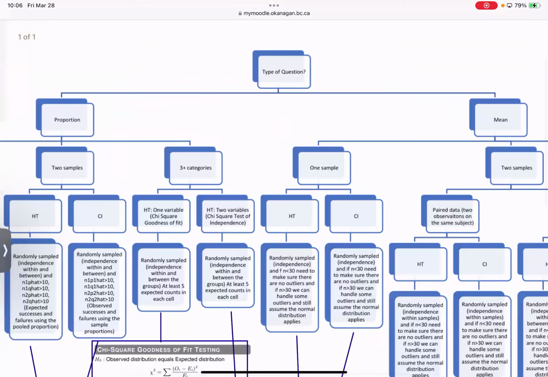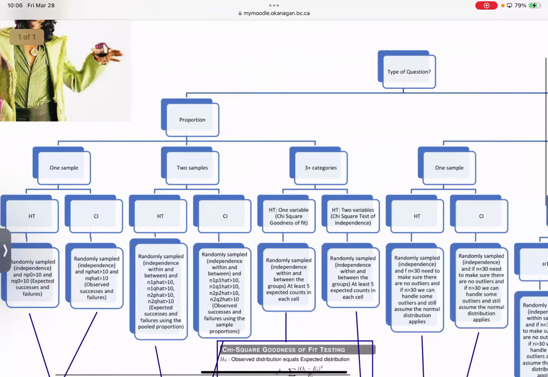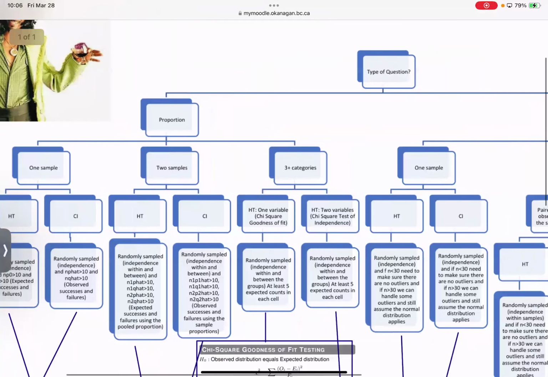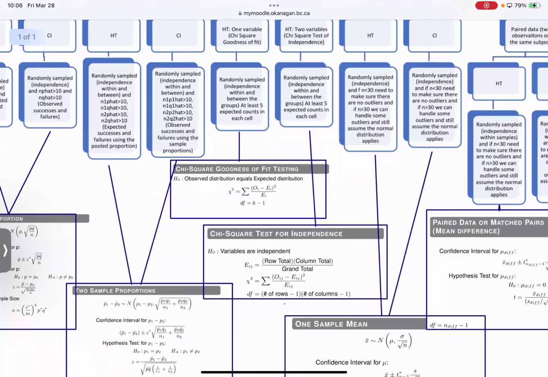First, decide the type of question: is it a proportion question or is it a means question? And then you've got options. If you've decided it's a proportion type of question, then you can have one sample and do a hypothesis test or a confidence interval. You can have two samples, and you'll notice the conditions are all very similar across the board. Or three or more samples. And I also linked the formula sheets.